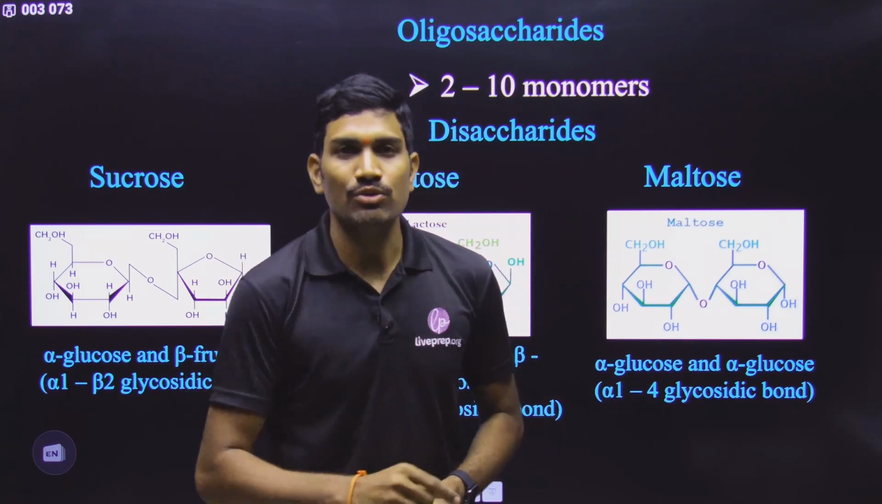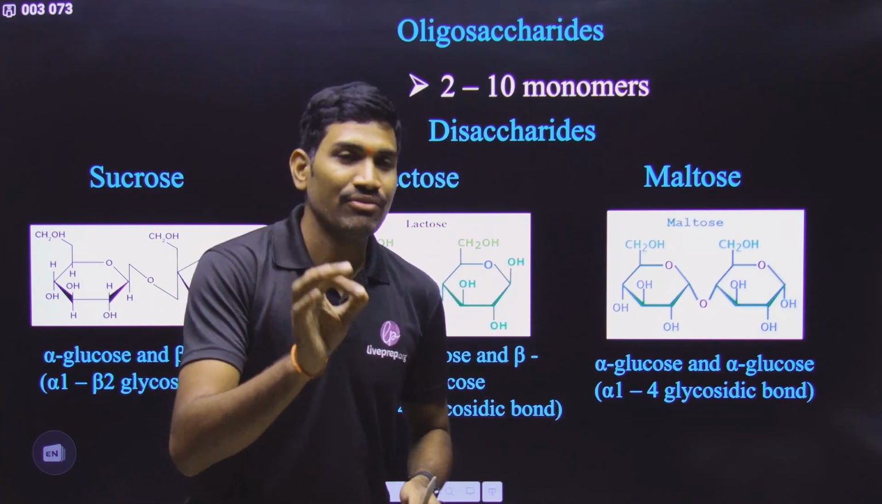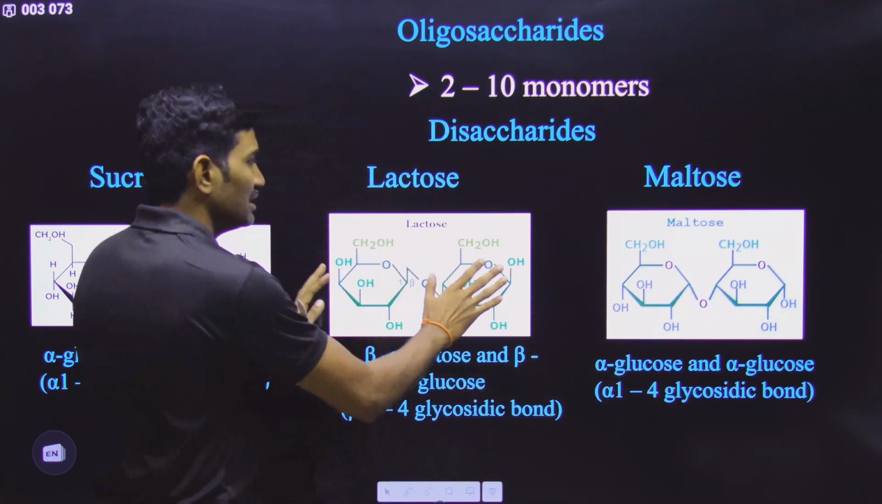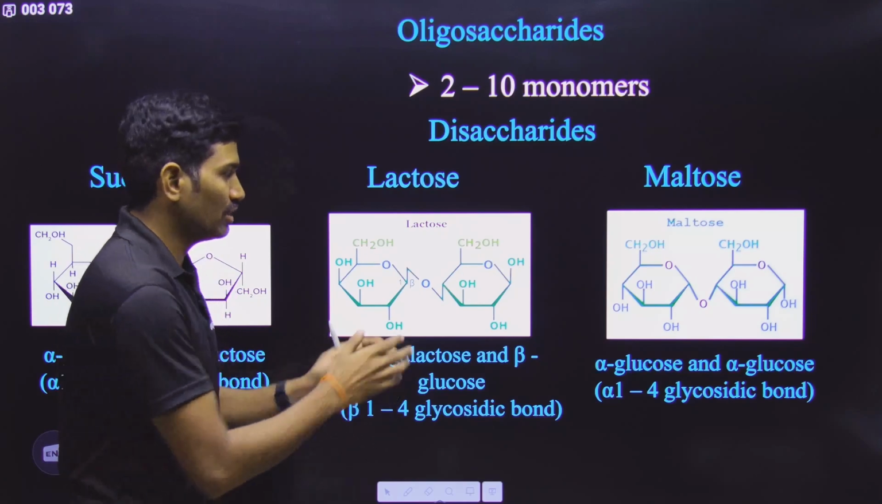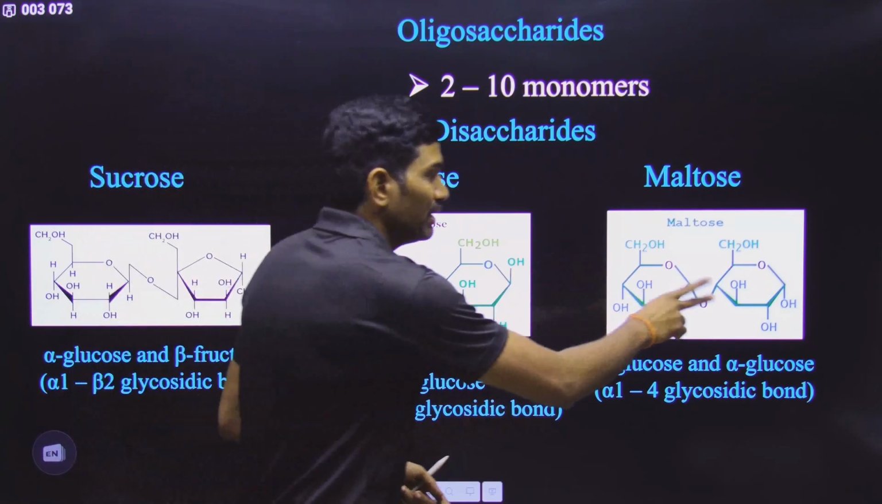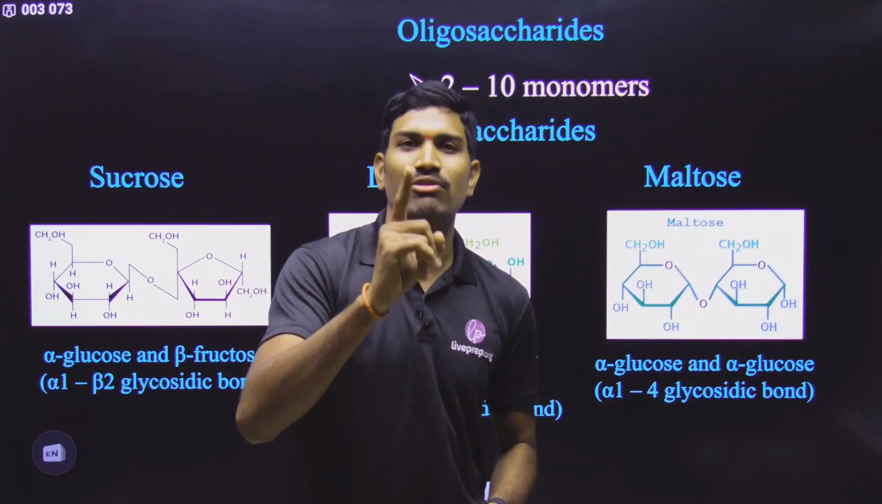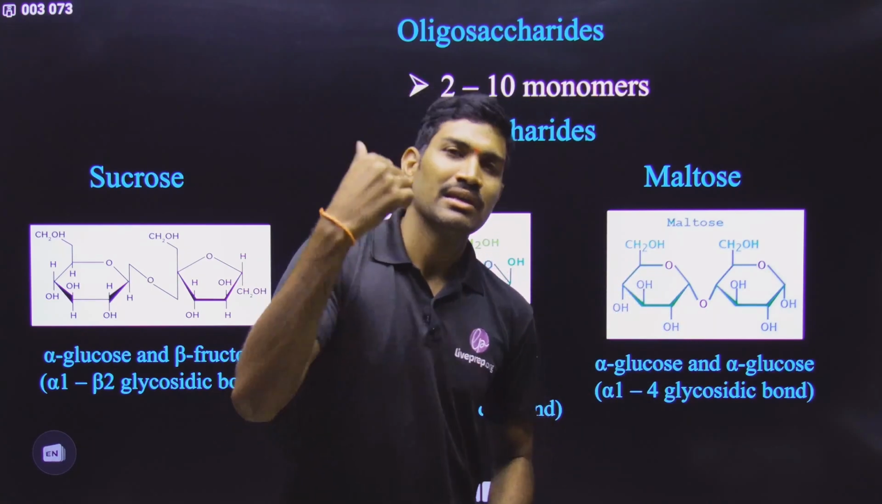agent. So what you need to observe in this disaccharide structure: each one has its own aldehyde or ketone group, right? Please remember, between these two units, if at least one carbonyl group is free, it can reduce it.